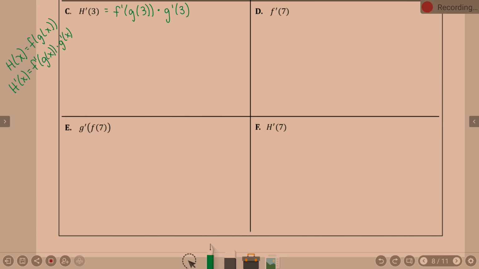Okay? Is that the same one we did earlier? G of 3? So g of 3 is 5. What's g prime of 3? We already did that, didn't we? G prime of 3 is negative 1/2. What's f prime of 5? Does not exist. And so what's does not exist times -1/2? Does not exist. Okay.